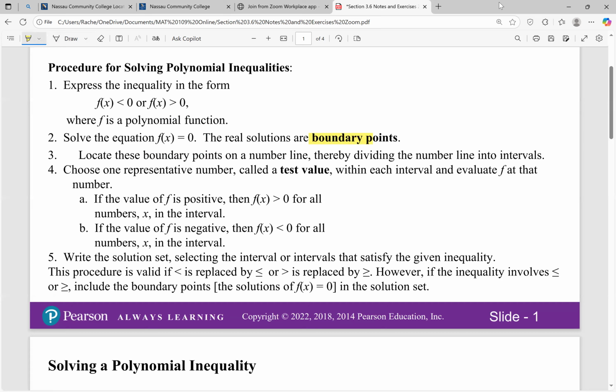And boundary points, once we plot them on a number line, are going to divide the number line into intervals. And then in each interval, we can pick a test value, evaluate f at that value, and determine if the function is positive or negative. And then we can decide where our solution set is. So I know that sounds like a lot, but once we do an example, you'll start to get the hang of it.